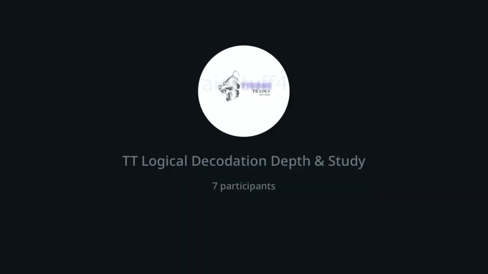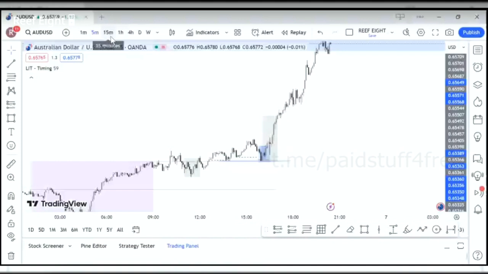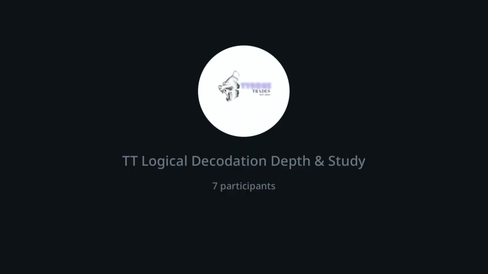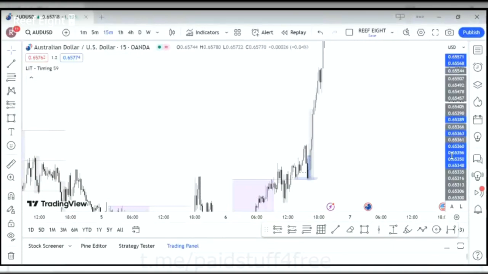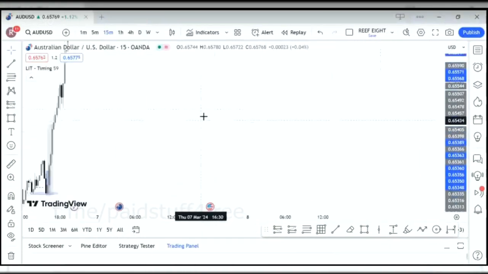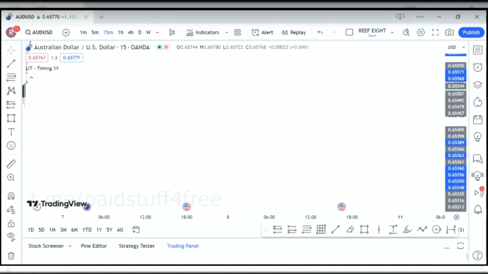Then the second step is to find the range on the lower time frame. Remember, we said that every time frame has its internal time frame. So when you get a swing high, let me first put the illustration here. This is how you're supposed to do it.